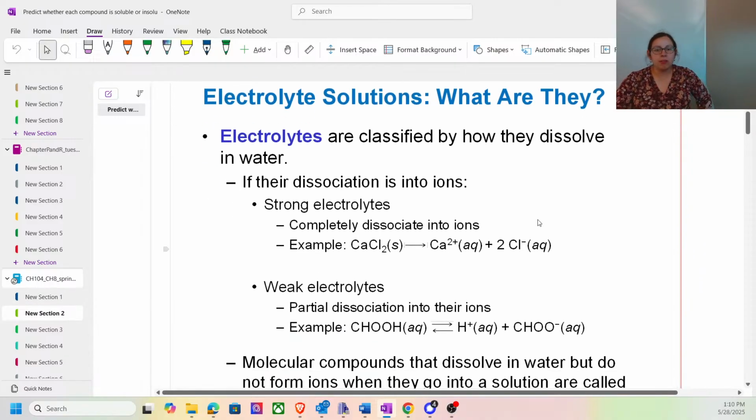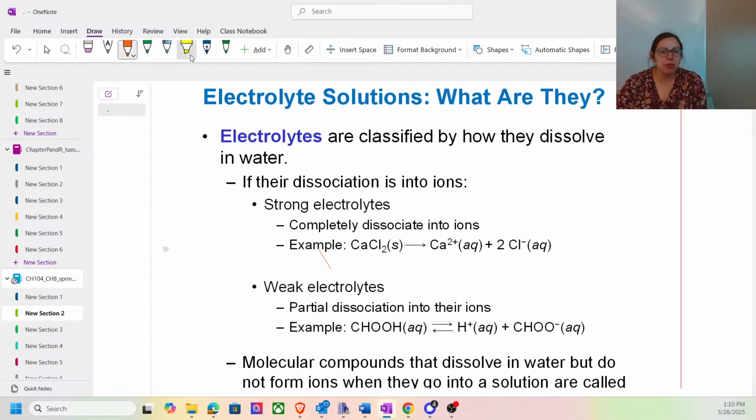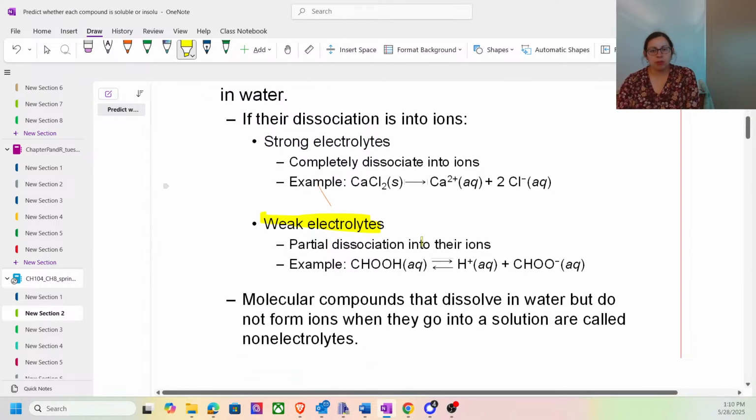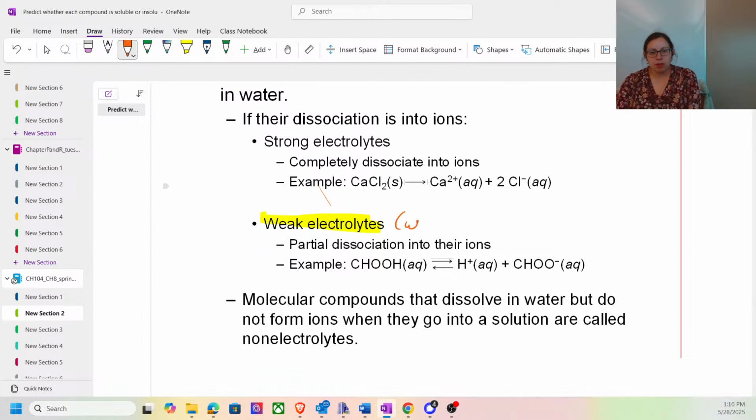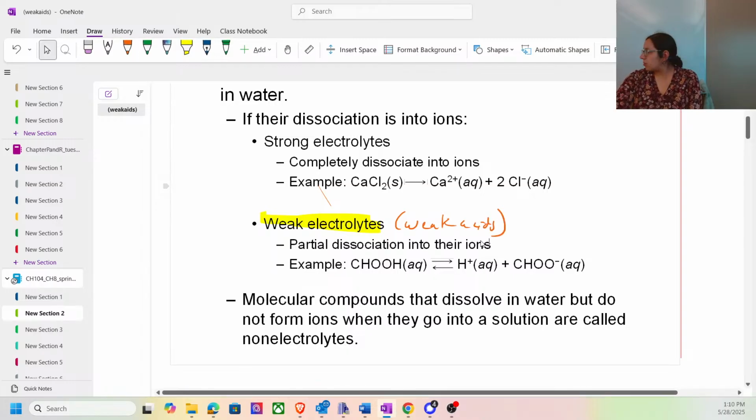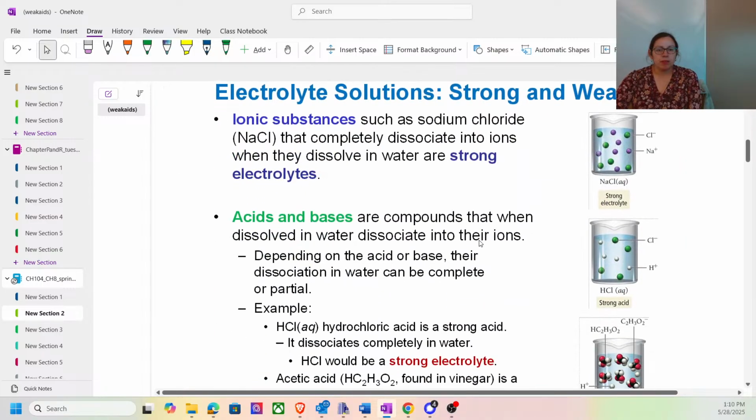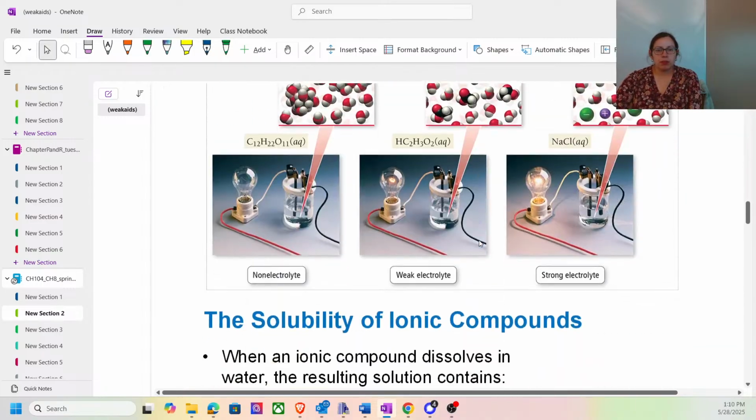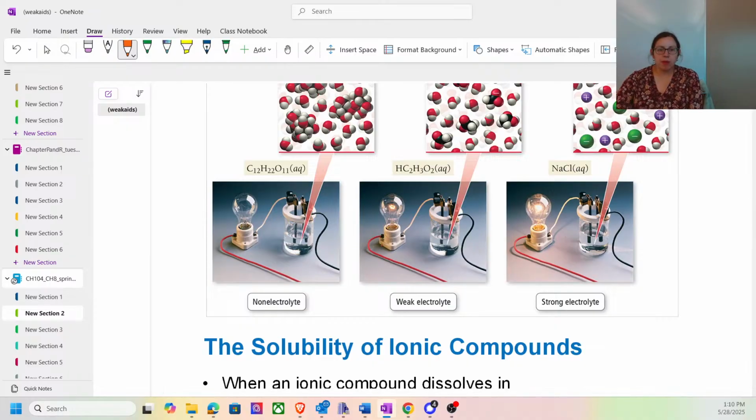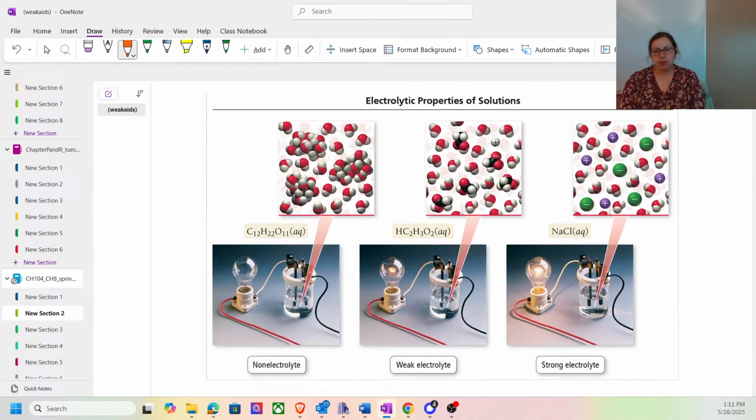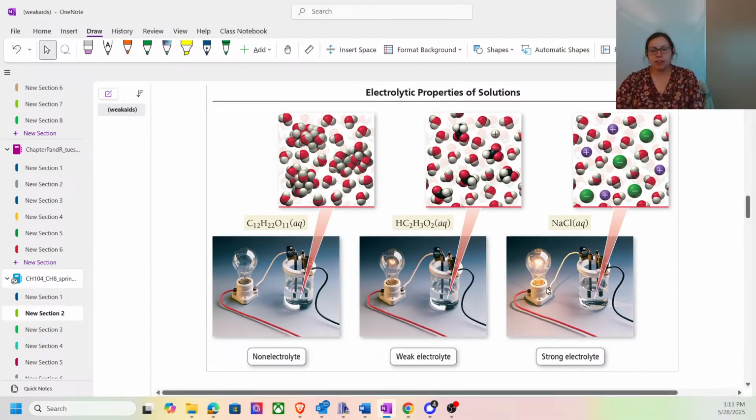So electrolytes, like I said, we'll look into this more deeply with the strong and weak acids. So these are the weak electrolytes, with partial dissociation, so that's going to be weak acids, which we'll get into more next week. I'll bring the demo that shows this next week, where we compare acetic acid to a strong acid.